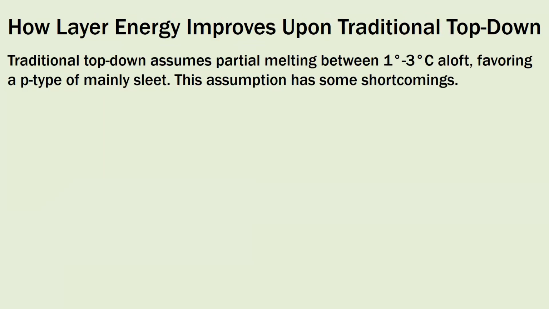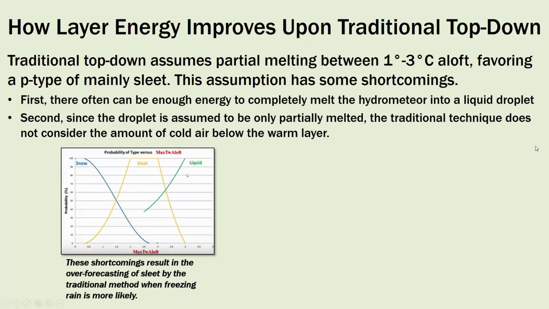Okay, so the next question then becomes, how does the layer energy improve upon the traditional top-down method? As we talked about before, the maximum temperature aloft is not always going to tell us the whole story in terms of the melting potential. In this particular case, the traditional top-down method assumes partial melting of the hydrometeor between about 1 and 3 degrees Celsius aloft for the maximum temperature. And this favors a precip type of mainly sleet, as you can see on the graph here, especially between about 2 and 3 degrees Celsius. That's pretty much your predominant precipitation type.